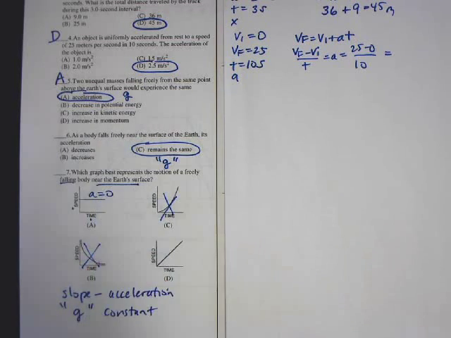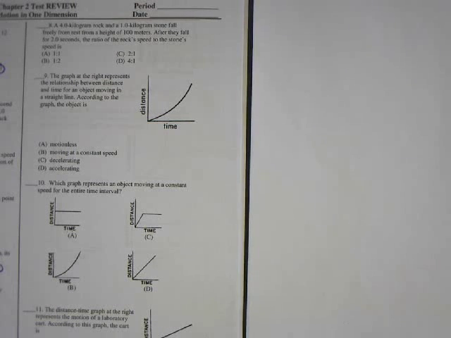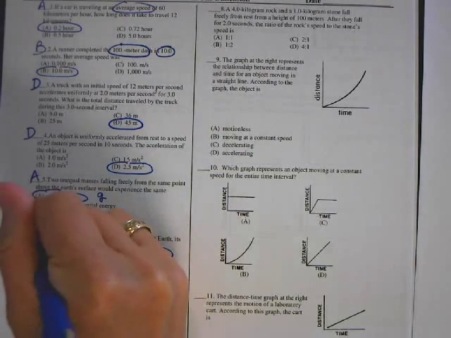Okay, let's go to the other side. Number 8. It says a 4-kilogram rock and a 1-kilogram stone fall freely. I forgot to write the answer choices here. This was C and this was D, even though I circled them. A 4-kilogram rock and a 1-kilogram stone fall freely from rest from a height of 100 meters.